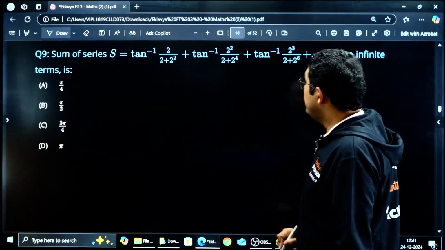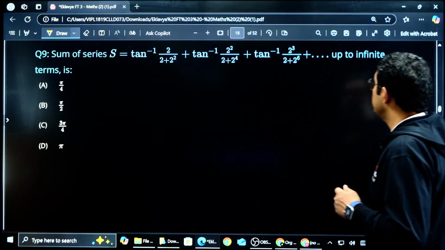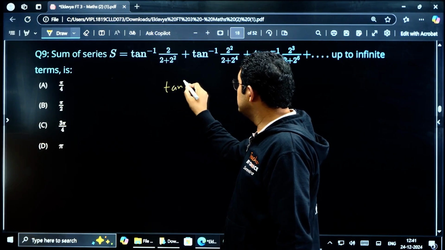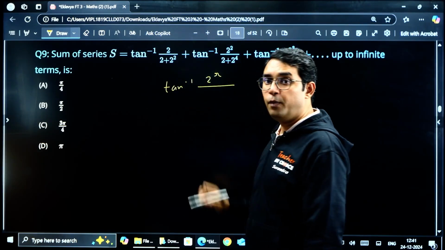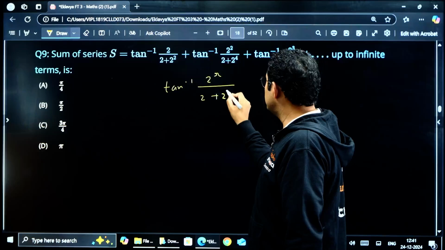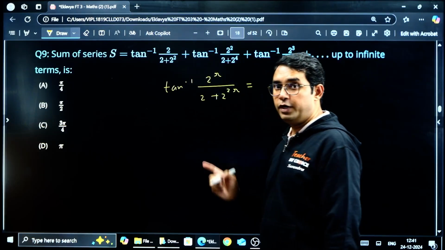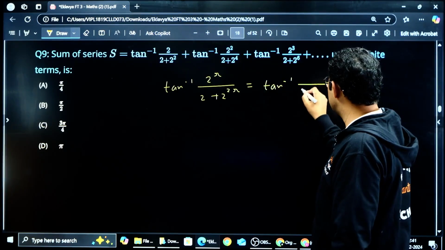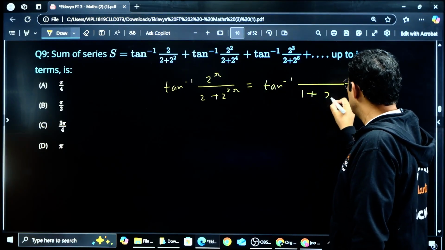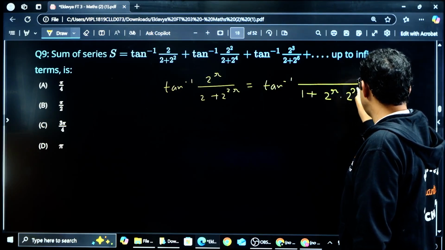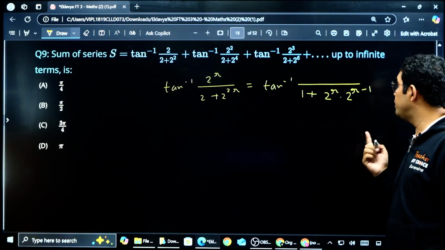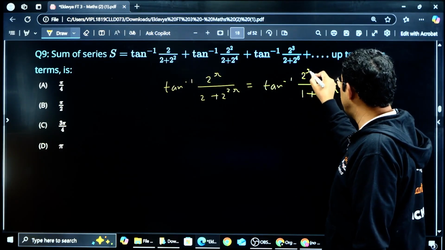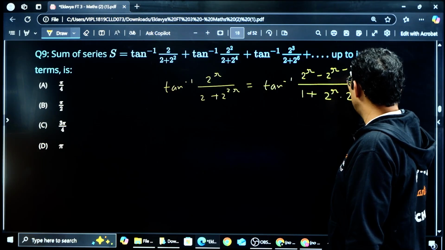Now coming to question number 9. Here we are given a sum of an infinite series in tan inverse. The general term is tan inverse of 2 raised to the power R upon 2 plus 2 raised to the power 2R. If you take 2 common from the denominator and from the numerator also, they will get cancelled. So it will be 1 plus 2 power 2R minus 1, which I am writing as 2 power R into 2 power R minus 1. In the numerator, it will be 2 power R minus 1, which I can write as 2 power R minus 2 power R minus 1.